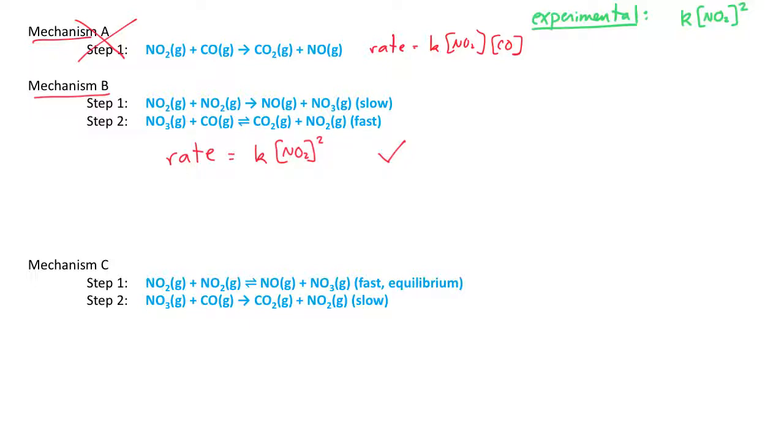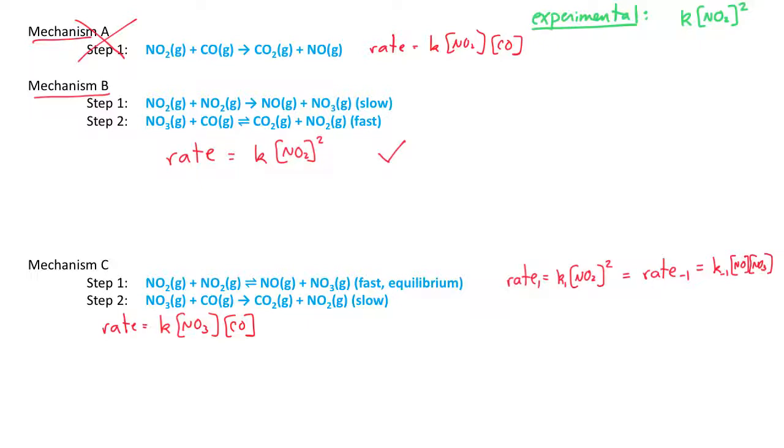For mechanism C, we're going to consider that step 1 is fast and therefore reaches equilibrium, as indicated by the double harpoons here, and step 2 is the slow step. When we write the rate law for step 2, it's rate equals k times NO3 times CO. Of course, NO3 is an intermediate, and we can't have intermediates in the rate law that don't appear in the overall expression. So we're going to have to use some algebra to solve for an expression for NO3 that we can substitute back in.